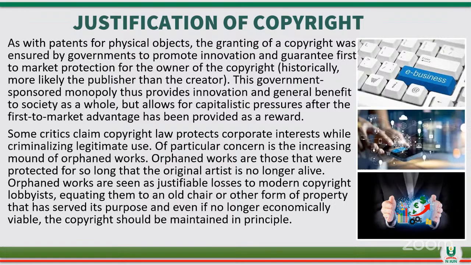But alpha are those works that were protected for so long that the original owners are no longer alive. So those works become orphaned. That's the word they use in qualifying them. You use copyright to protect this work from copying. And after a while, the owner is dead, meaning he's not producing that work again. And nobody can produce it again. So they call those kind of works orphan works because nobody can produce them. If you produce it, you'll be arrested. So those orphan works are seen as justifiable losses to modern copyright.